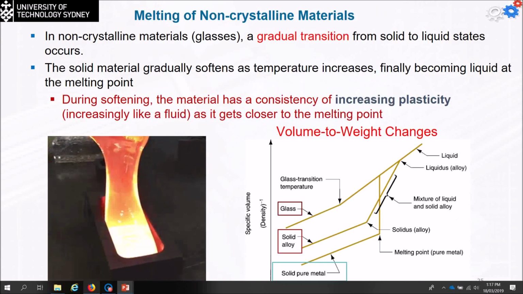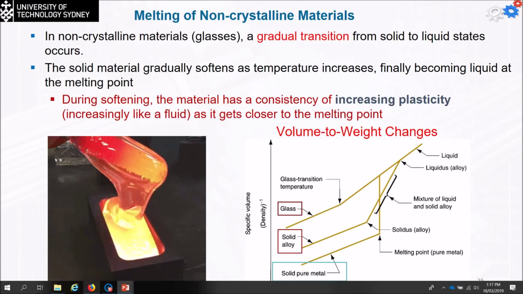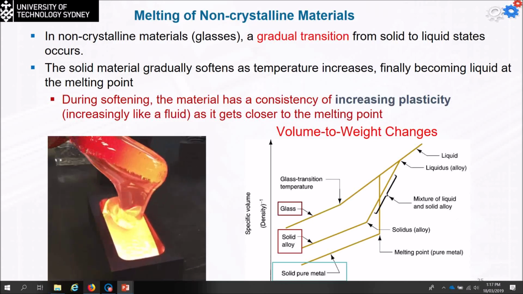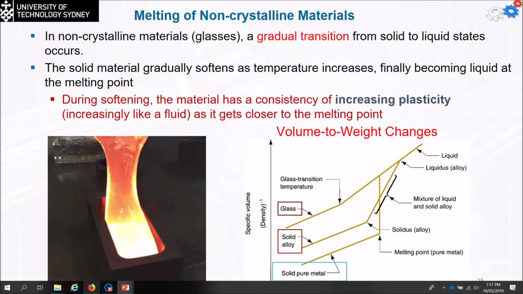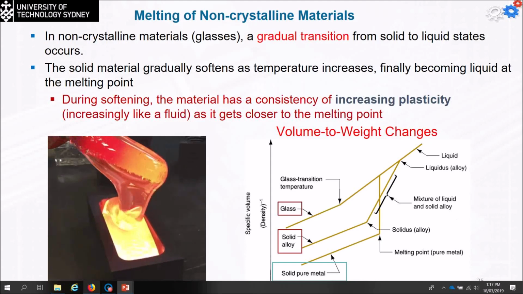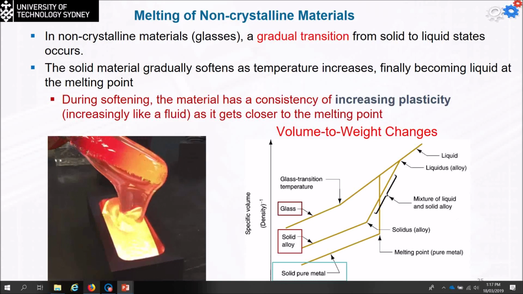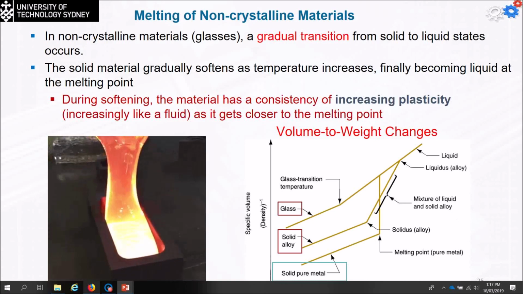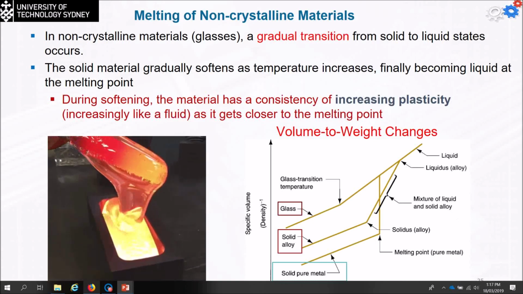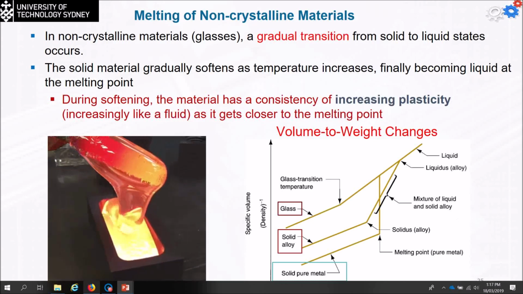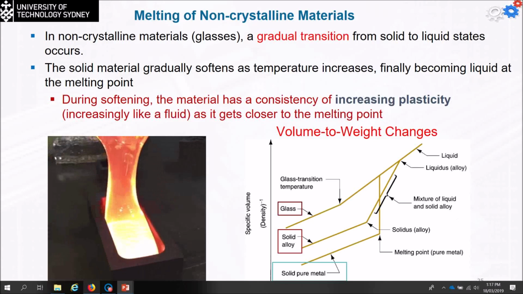The solid material is going to be gradually softened first, and that's where we can simply shape the glass in the softened state. And then as the temperature increases, finally it's going to become a liquid at the melting point. And during the softening, the material has an increasing plasticity as it gets closer to the melting point.